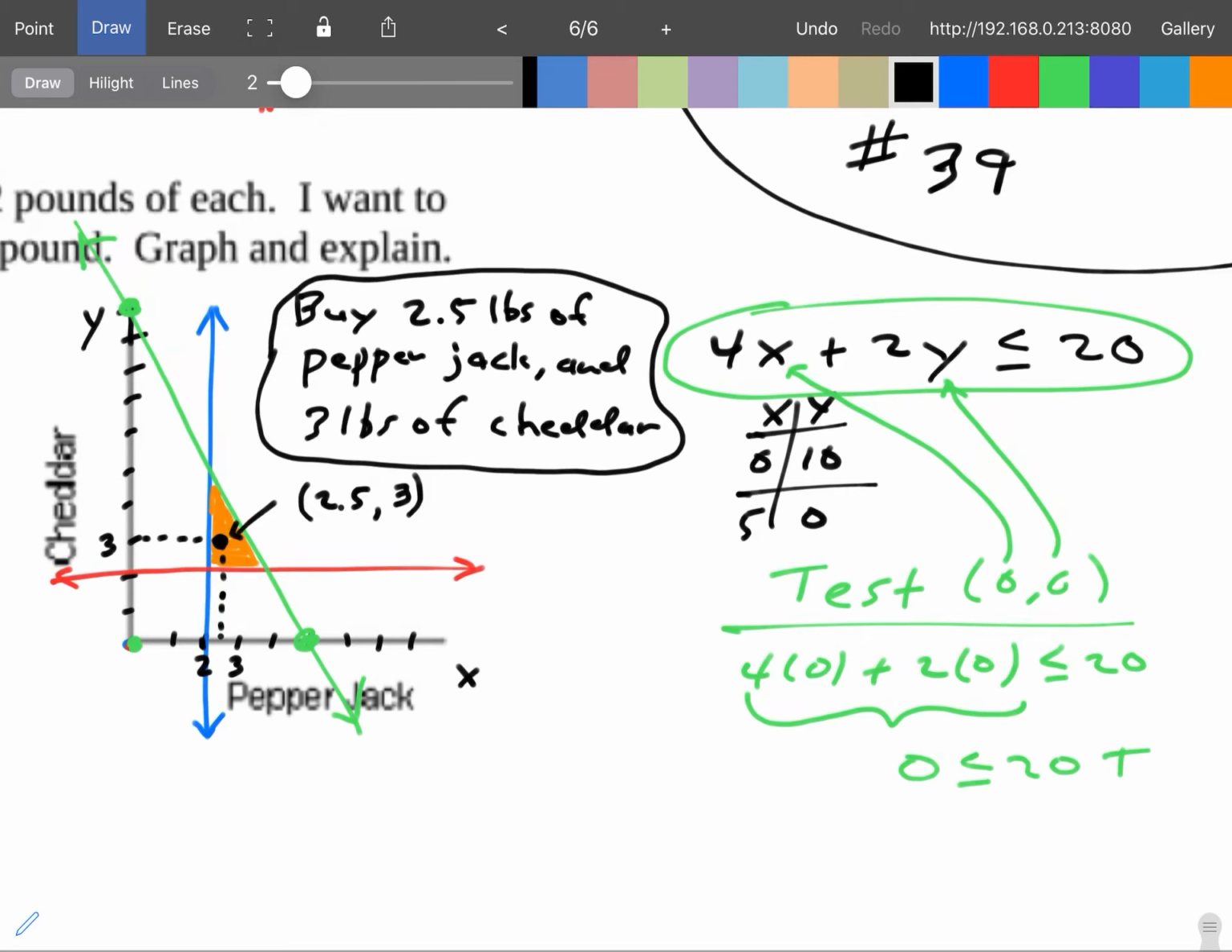All right. So you bought at least 2 pounds, right? You needed at least 2 pounds of pepper jack. You needed at least 2 pounds of cheddar. And then the total cost had to be less than or equal to $20.